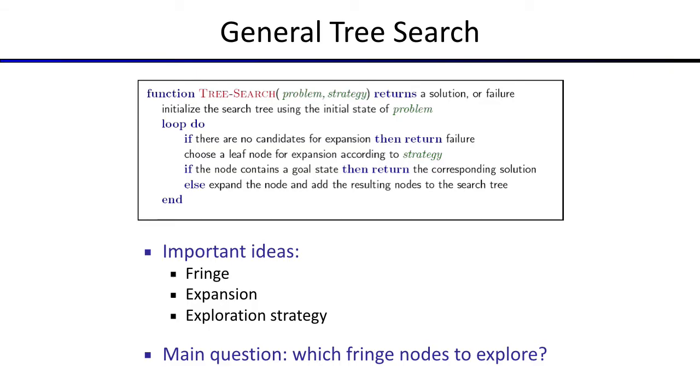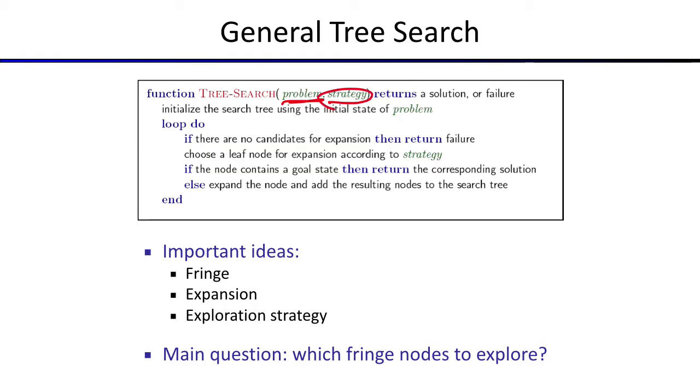So here's the pseudocode of the general tree search algorithm. And the 3 algorithms that we'll be covering today are just specific implementations of this general algorithm. So it takes in a problem, which, again, a search problem is one of those objects which has a state space, a successor function, a start state, and a goal test. That's right here.